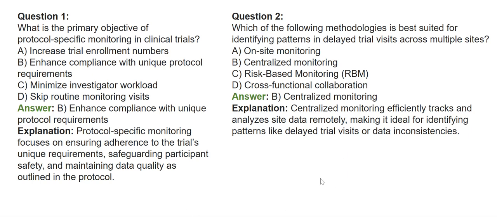Question two: which of the following methodologies is best suited for identifying patterns in delayed trial visits across multiple sites? Is it A, on-site monitoring? Is it B, centralized monitoring? C, risk-based monitoring, RBM? Or D, cross-functional collaboration? It is B, centralized monitoring. And why is that? As centralized monitoring efficiently tracks and analyzes site data remotely, making it ideal for identifying patterns like delayed trial visits or data inconsistencies.